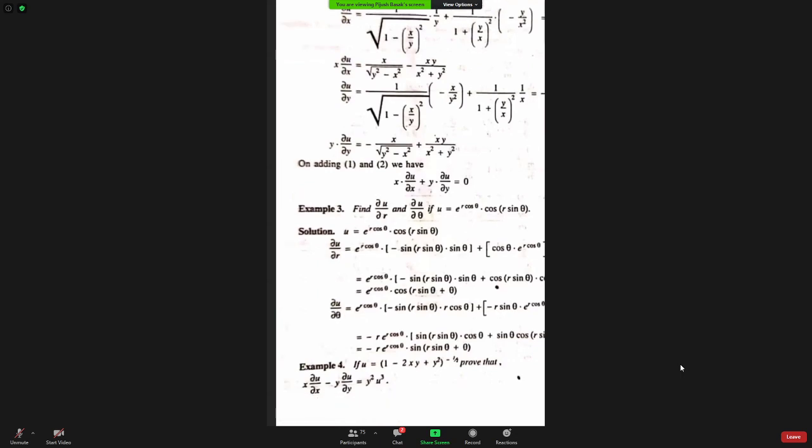This way we are finding del u del r. This way you are finding del u del theta. Yes. See? Again another problem. You can note down the problem.